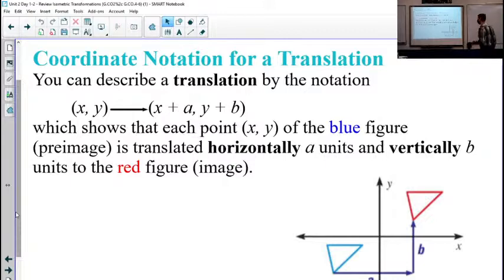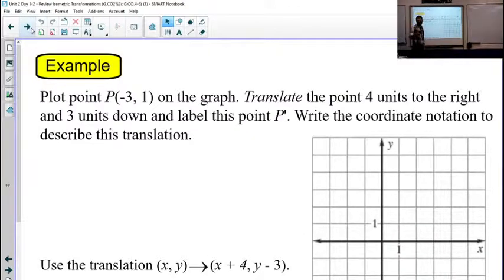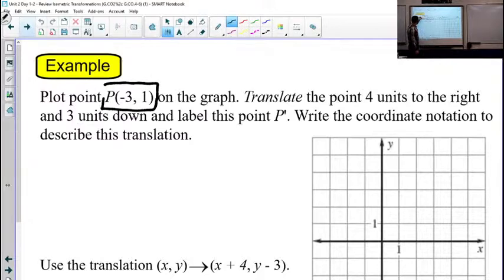So let's try this with a point. We'll start with a point, and then we'll do it for an entire shape. So we're going to start with looking at point P, which is at negative 3, 1. And we're going to look at translating the point 4 units to the right and 3 units down. And we're going to label that point P prime. So first off, let's graph point P. Point P is at negative 3, 1. Negative 1, 2, 3, and up to 1. There's P.